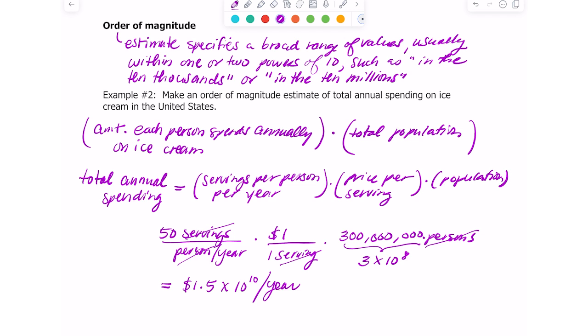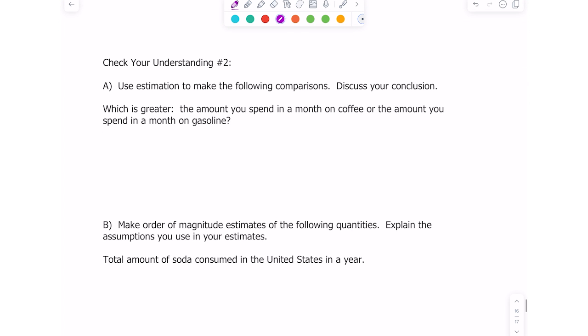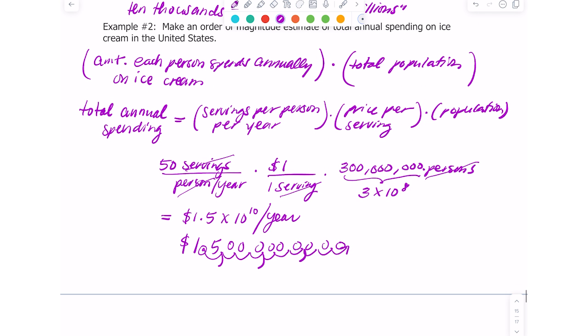dollars per year. So what is that? Here's my decimal point. I'm going to move that 10 places to the right: 1, 2, 3, 4, 5, 6, 7, 8, 9, 10, and fill in zeros. So that's going to be about $15 billion on ice cream. All right. So it would be $15 billion for the ice cream.